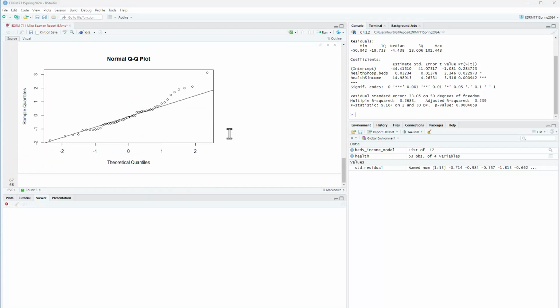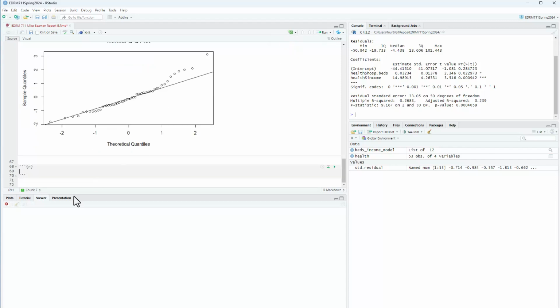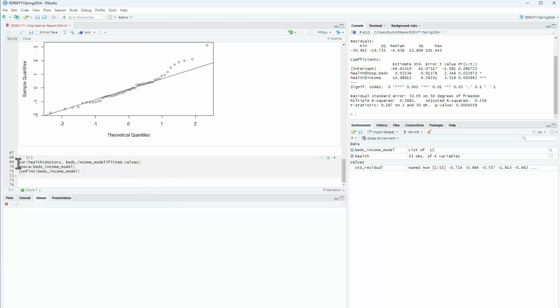So let me go ahead and scroll down here, and let's enter a code chunk. We're going to have to clean all this up a little bit later. And let me show you a couple more functions that we could use. I'm going to put in 3 lines that I'm going to copy in. And we've called this the beds underscore, not dot, income model. Okay, let me go ahead and run these one at a time.